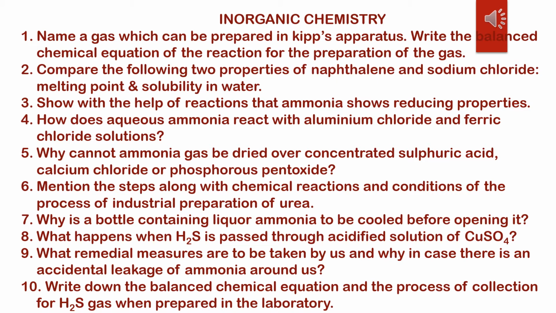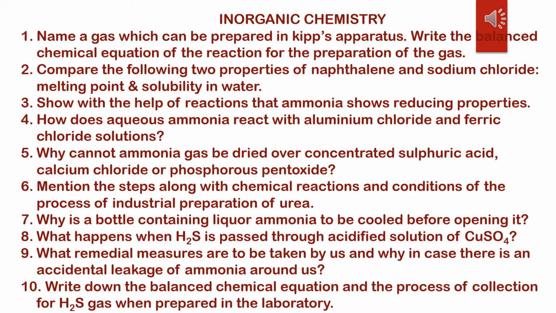And reaction of aqueous ammonia with ferric chloride solution. Aqueous solution of ammonia, that is NH4OH, reacts with ferric chloride solution forming brown precipitate of ferric hydroxide, that is FeCl3 + 3NH4OH = Fe(OH)3, down arrow, within bracket brown because this precipitate is brown in color, + 3NH4Cl.